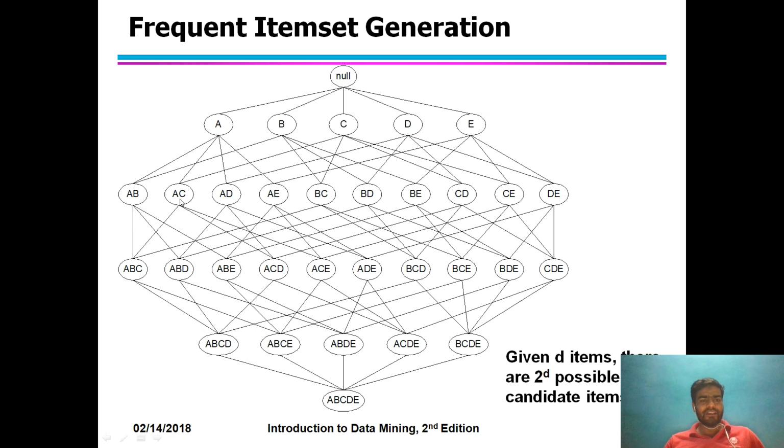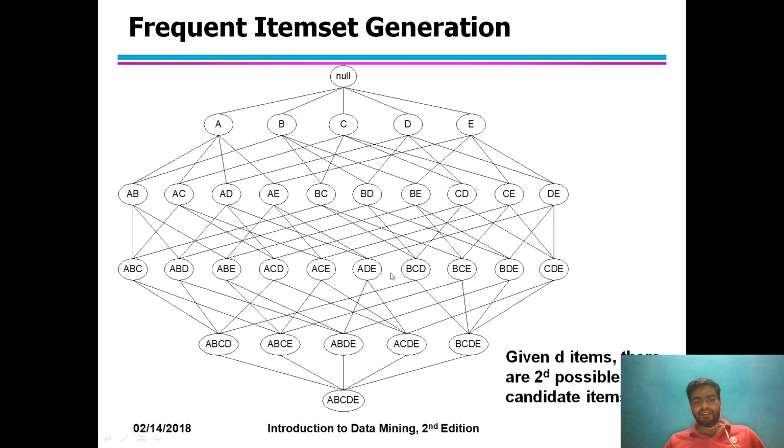AB and AC, common is A, so we need to go for ABC. If we combine AB with AD, common is ABD. Now if we combine AB with AE, common is ABE. Okay, so next AC I need to take. AC combined with CD, you will get ACD.